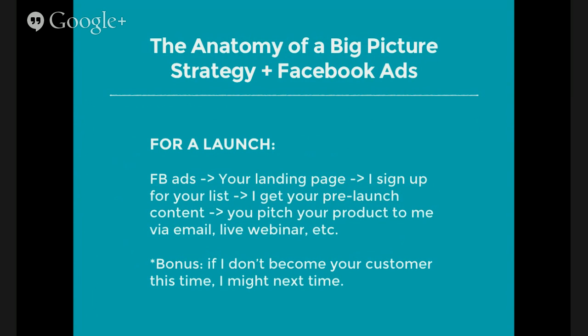Okay, so now we're going to talk about the anatomy of a big picture strategy that includes Facebook ads. There are 3 of these. I'm going to talk about a launch that has a product, either a digital product or a physical one. Then an evergreen product, so a product that's on sale all the time, and then also for services, if you're a services-based business. They are similar, but there are some small tweaks.